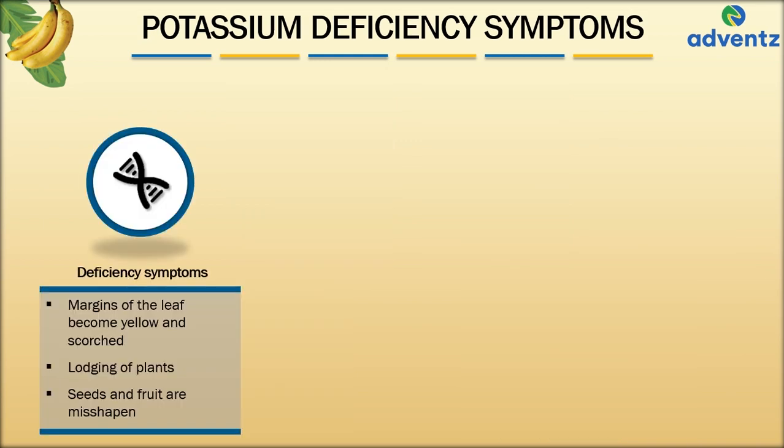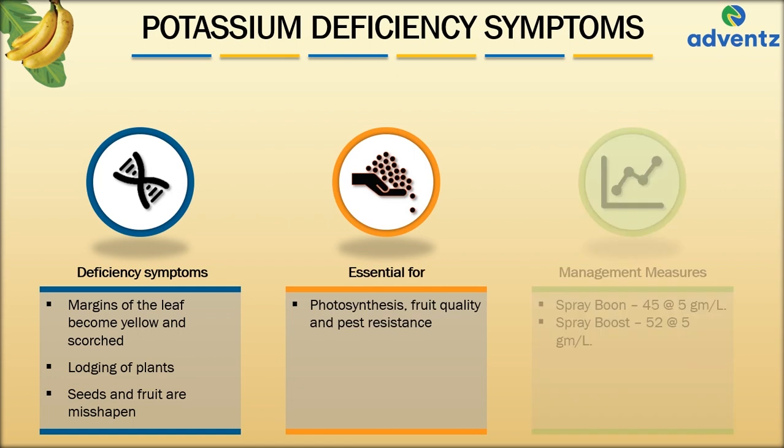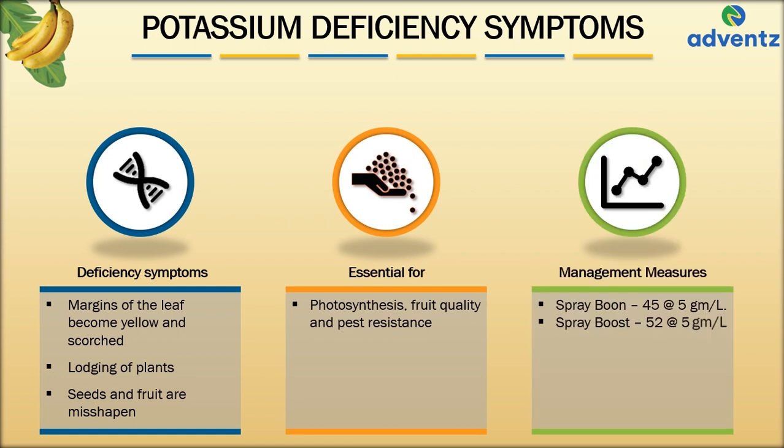As a recap, the deficiency symptoms of potassium are margins of the leaf becoming yellow and scorched, lodging of plants, seeds and fruits are misshapen. Potassium is essential for photosynthesis, fruit quality and pest resistance. To rectify potassium deficiency symptoms, we need to spray the crop with Boon 45 at the rate of 5 grams per liter of water or Boost 52 at the rate of 5 grams per liter of water.